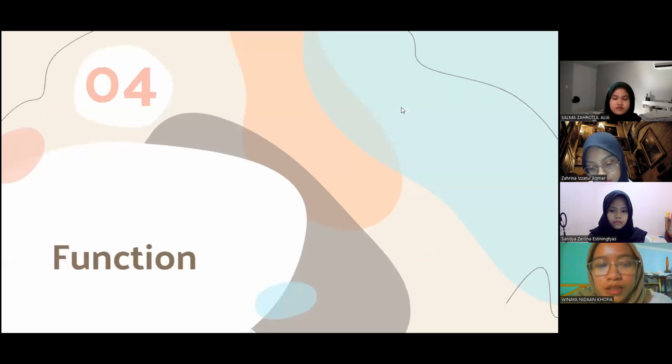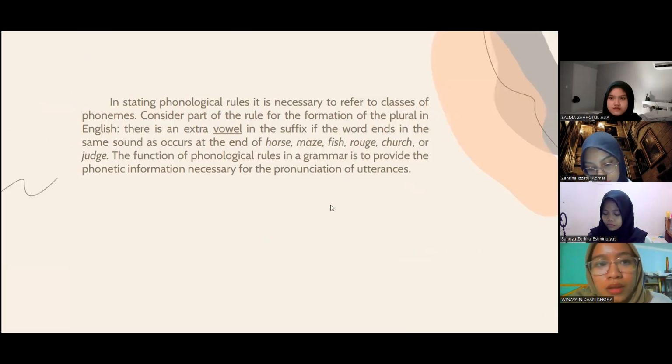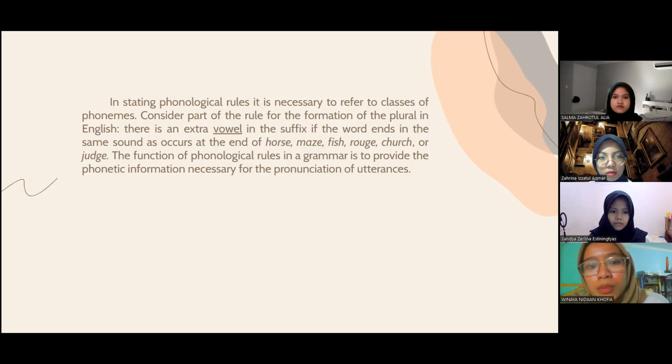Okay, the next is function. In stating phonological rules, it is necessary to refer to classes of phonemes. Consider part of the rule for the formation of the plural in English. There is an extra vowel in the suffix if the word ends in the same sound as at the end of horse, mass, fish, rope, church, or judge. The function of phonological rules in the grammar is to provide the phonetic information necessary for the pronunciation of utterances.